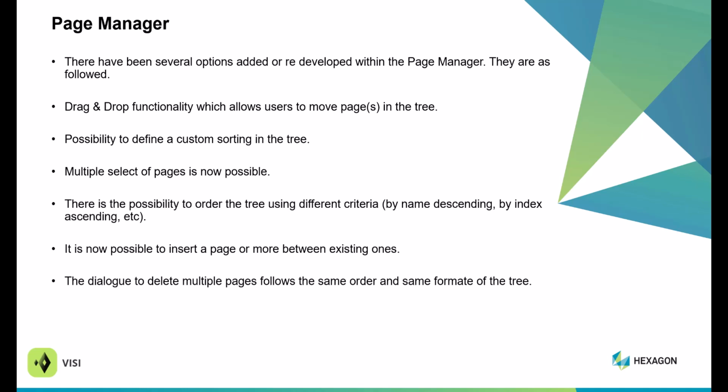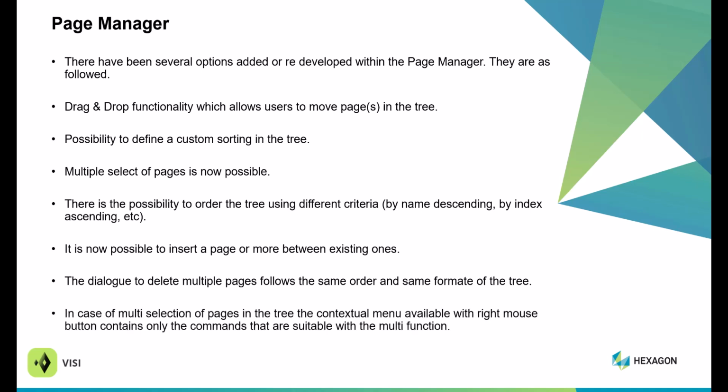The dialog box deletes multiple pages within the same order as the format of the tree. In the cases of multiple selection, the pages for the contextual menu, when you right-click, contain only the items suitable for a multiple function.